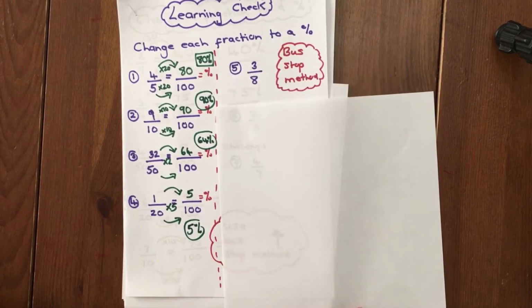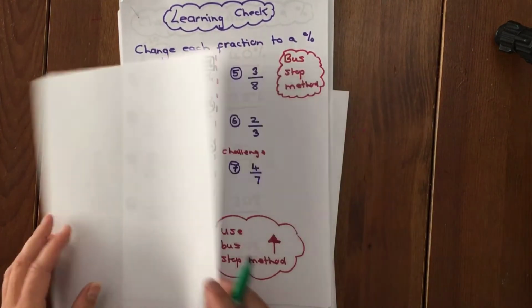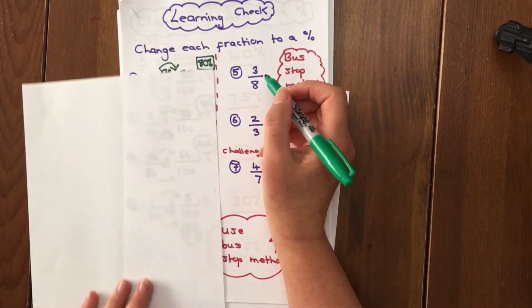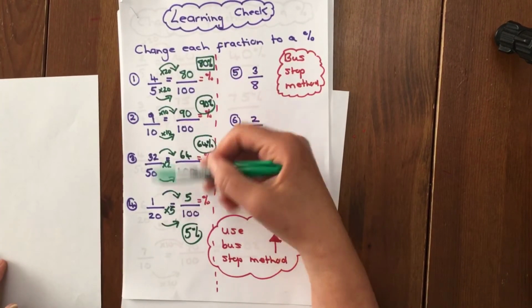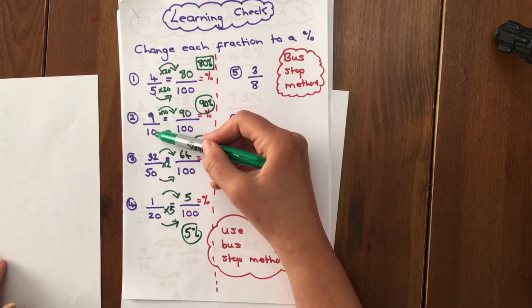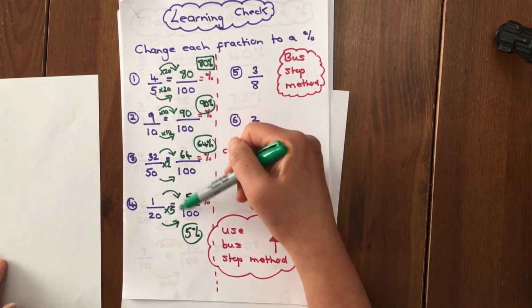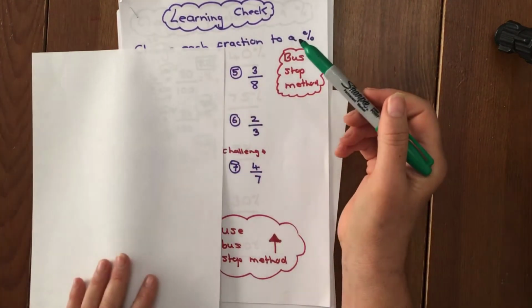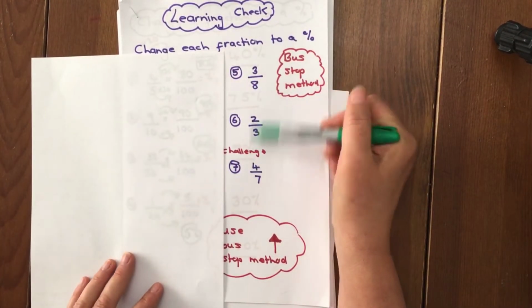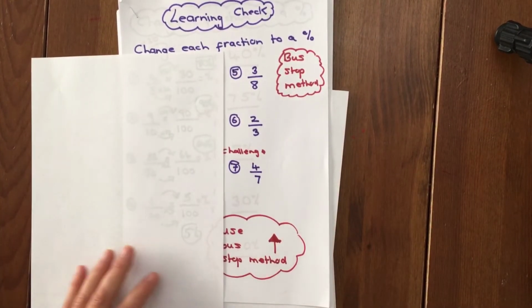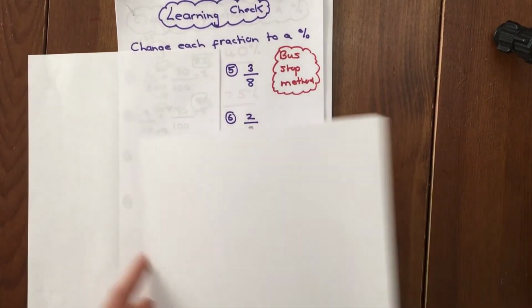Now, when you go on to these three here, with all of these ones, the numbers on the denominator, 5, 10, 50 and 20, they all went into 100 an exact amount of times. But here, 8, 3 and 7 do not go into 100, so we have to use the bus stop method. So I'm going to go through that with you.